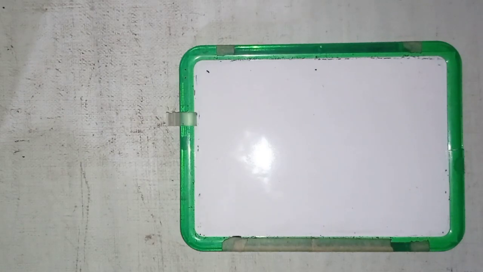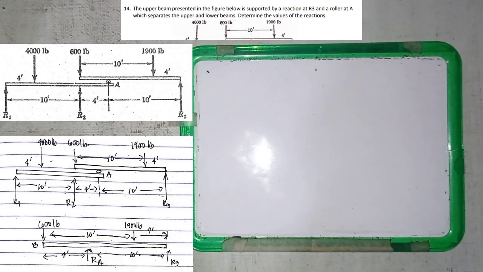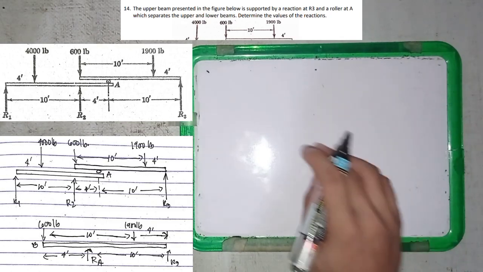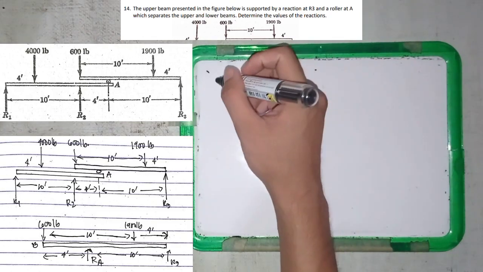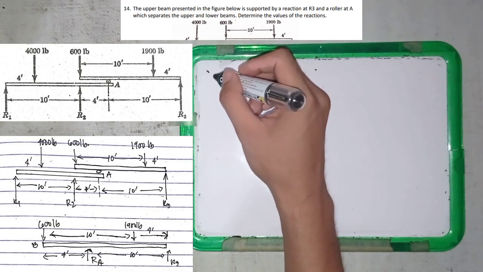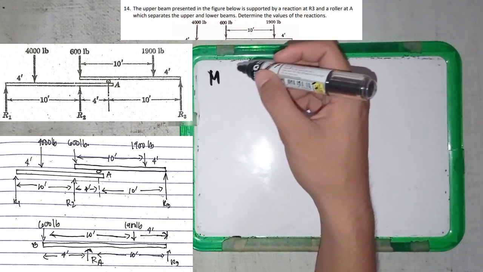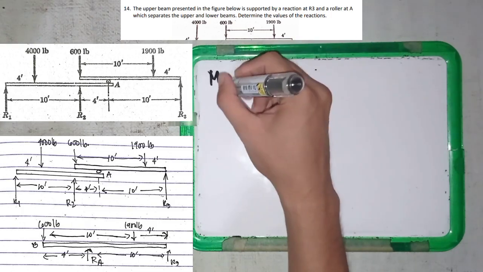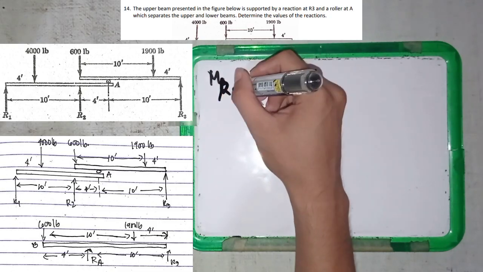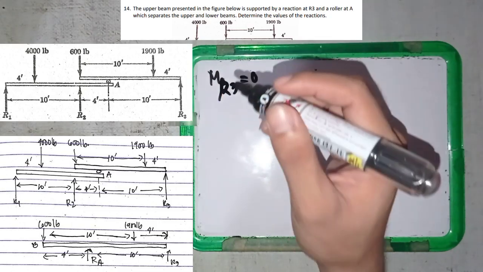So here is our last problem. The upper beam presented in the figure showing now on your screen is supported by a reaction R3 and a roller at A, which separates the upper and lower beams. Determine the values of the reactions. So first, as you can see in the figure, we can equate the moment of the force R3 at the point where it is reacting to. So this will be M R3 is equal to 0.